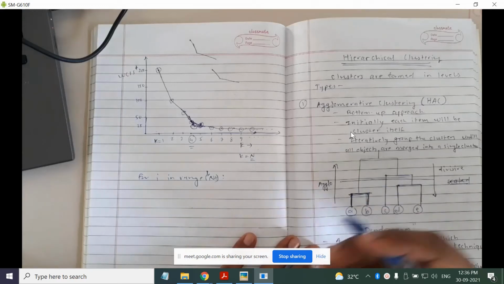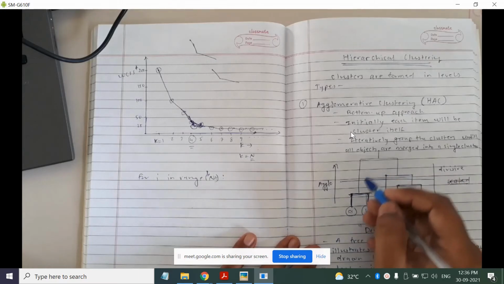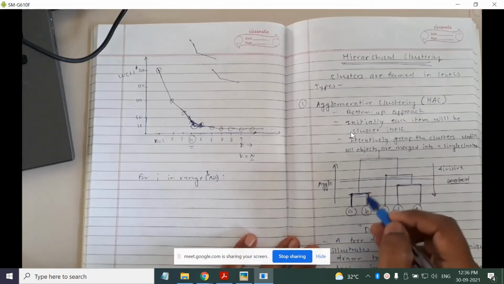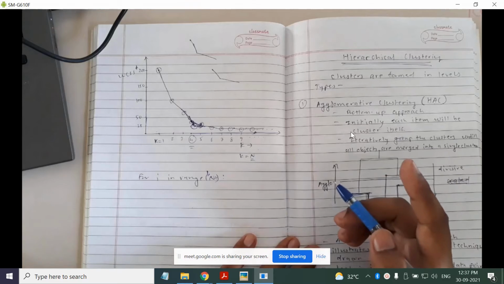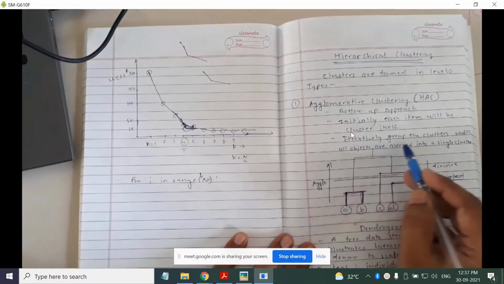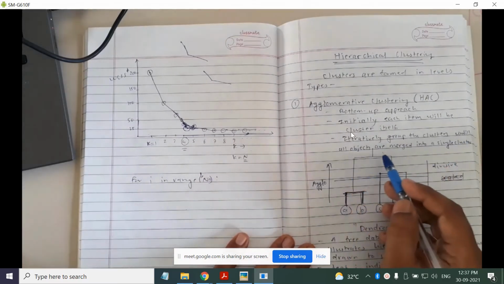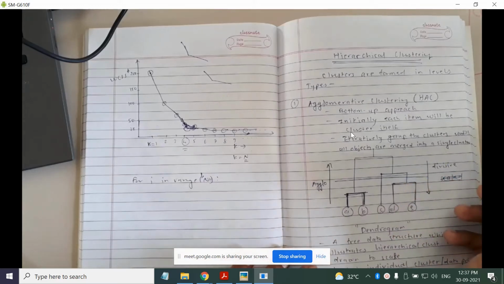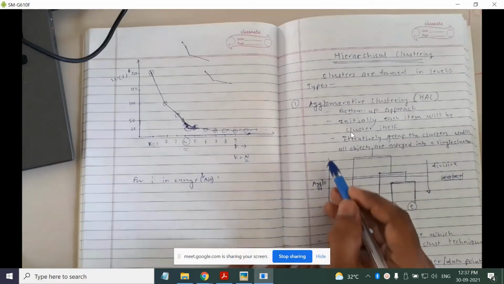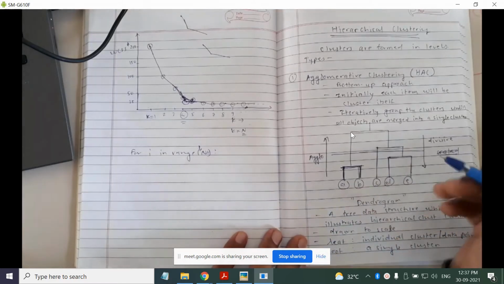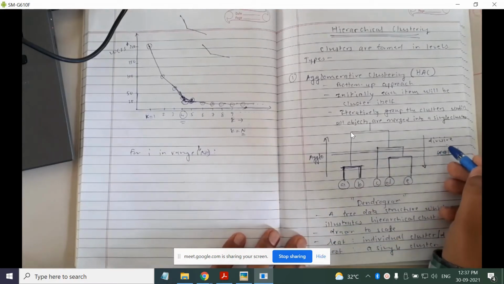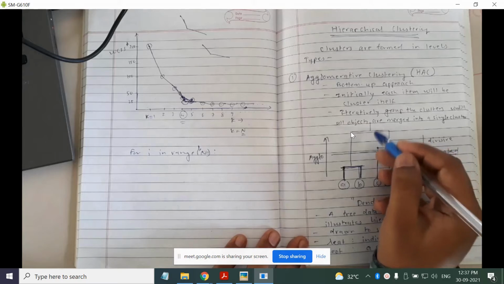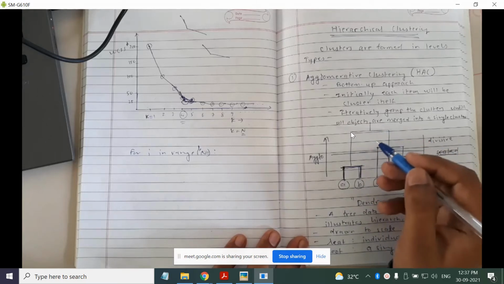Recursively follow the same process. And what is the termination criteria? If you get a single cluster, then you stop. So iteratively group the clusters until all objects are merged into a single cluster. This is a bottom up approach. The reverse process is followed in divisive: you start with one cluster and recursively split it.